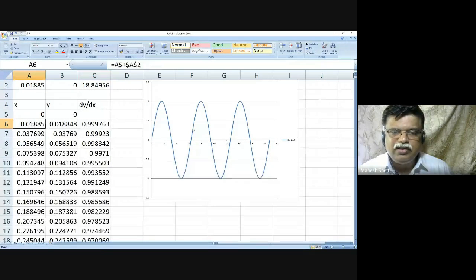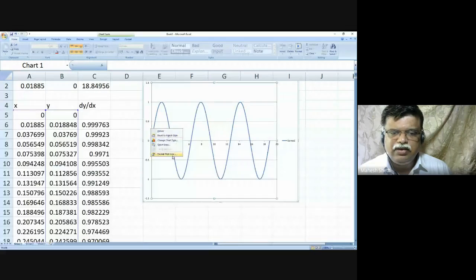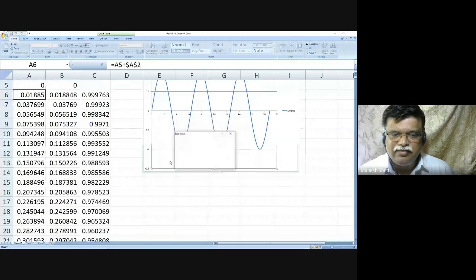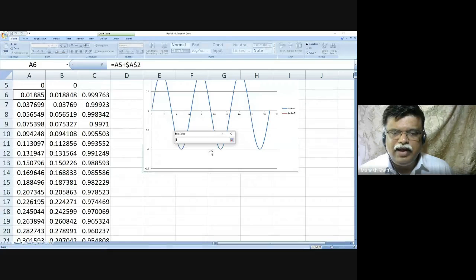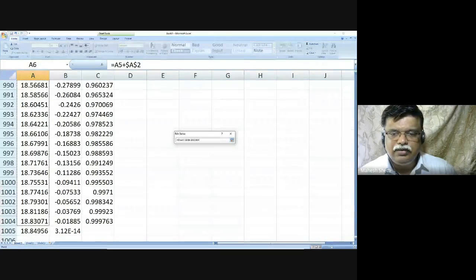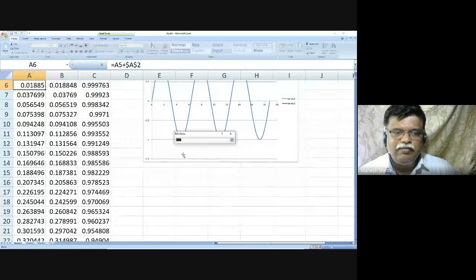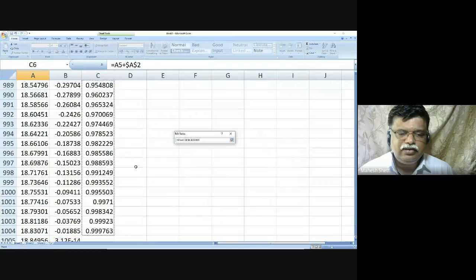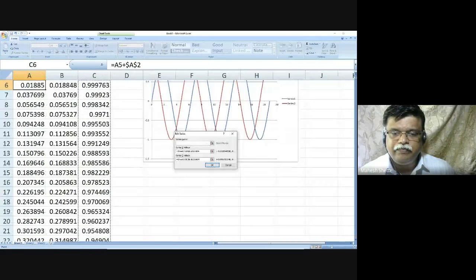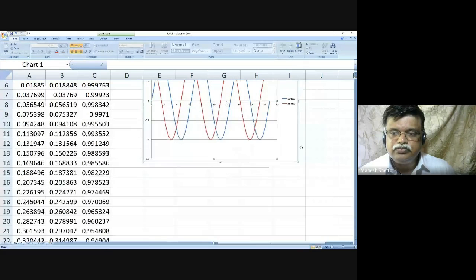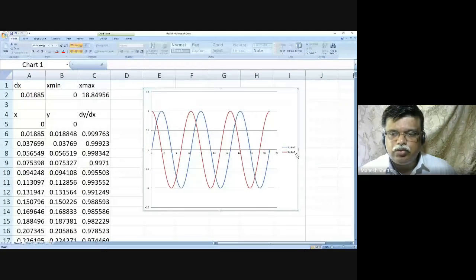Now I need to plot even this function. So when I want to plot this function, I will select data and add the series. My x variable is going to be from this point to the second last point. Y variable is going to be this point to, again, the second last point. And I plot this. And what you get is a cosine curve.